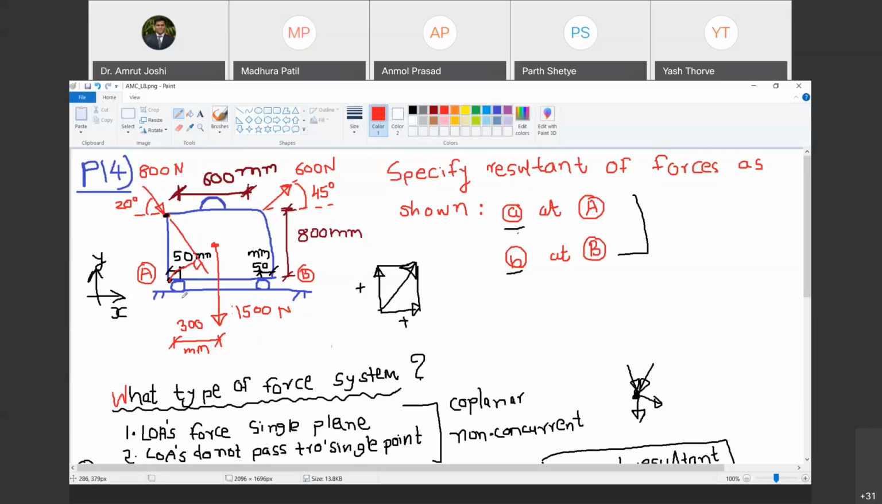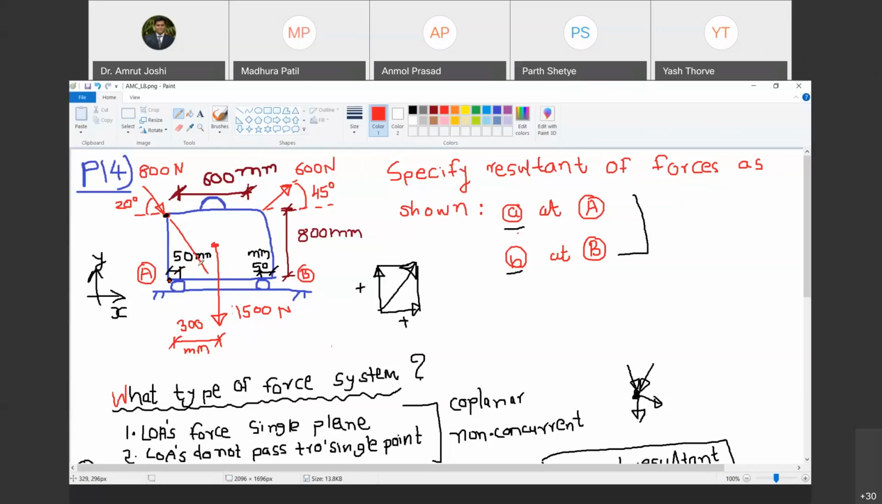Yes, sir. हाँ, तो मुझे क्या करना पड़ेगा? ये परपेंडिकुलर डिस्टेंस फाइंड आउट करके फिर 800 को उससे मल्टीप्लाई करो एंड देन से क्लॉकवाइज मूवमेंट ड्यू टू 800 अबाउट ए इज दिस मच. ऐसे करना पड़ेगा. But calculating this perpendicular distance is hell of a task. Do you agree with me? Yes, sir.